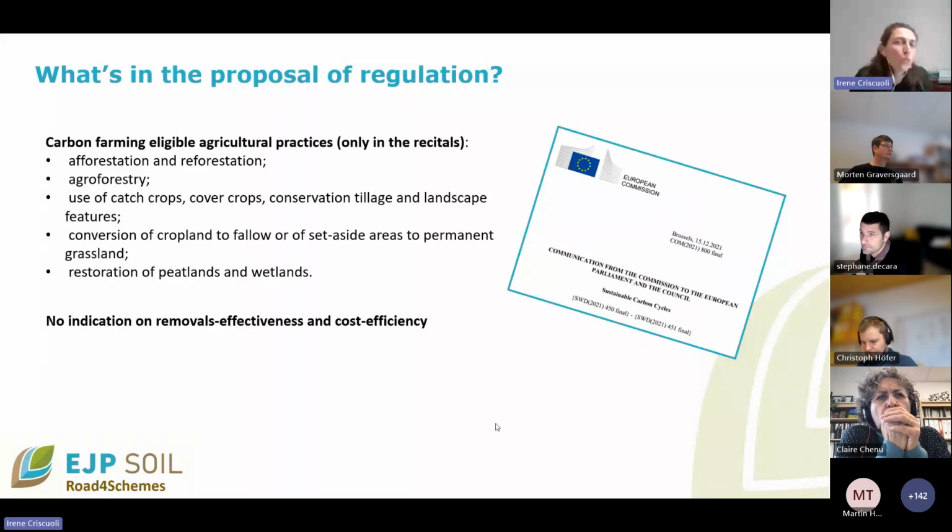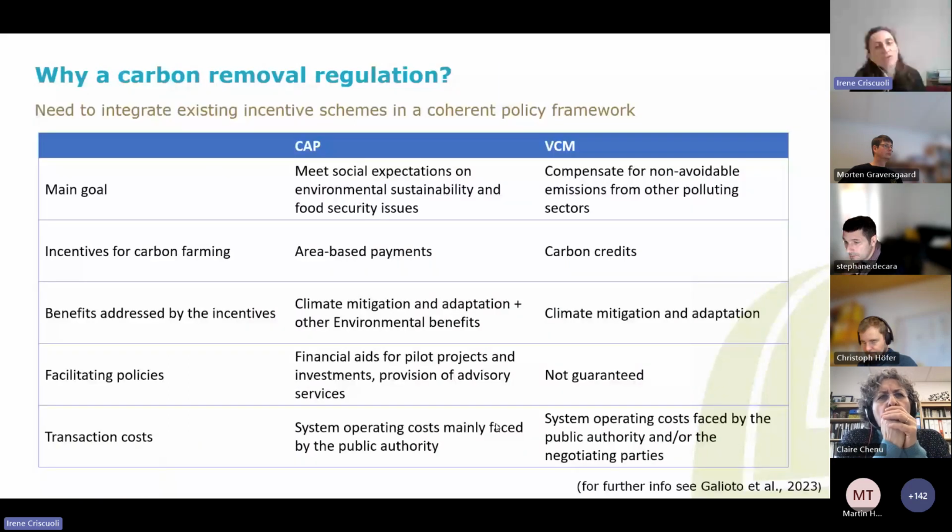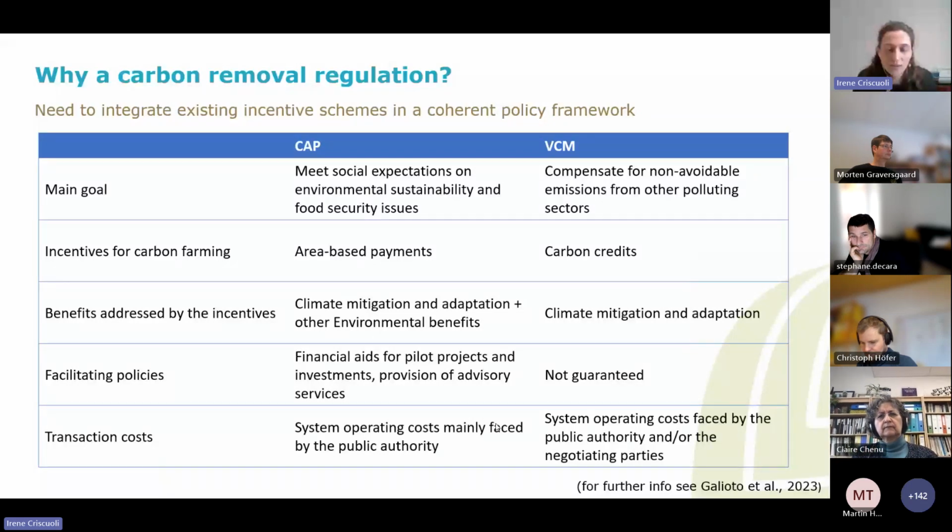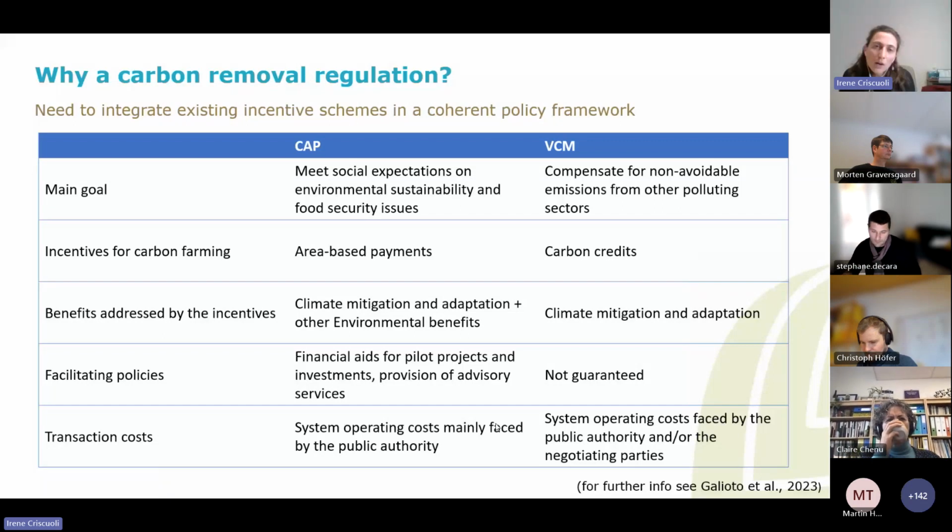Another reason why we need this regulation is that carbon farming is supported not only by the voluntary carbon market, but also by the common agricultural policy. So these two policies can overlap. The farmer should choose between the CAP and the carbon credits, but they can also cooperate and sustain each other. And this interaction between policies can happen only if there is an official policy framework also for carbon markets.